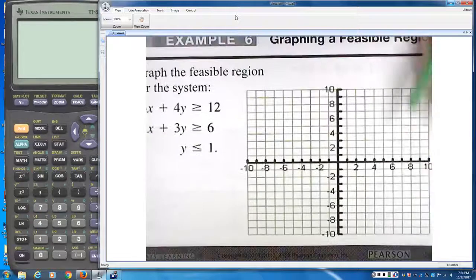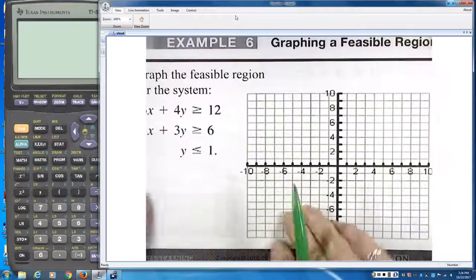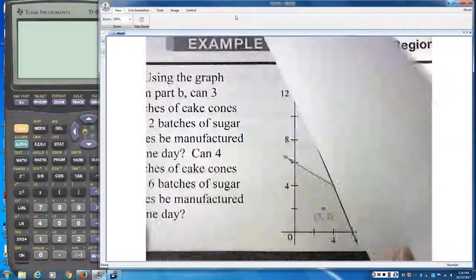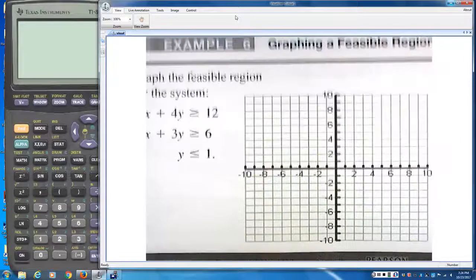Got one more example. And then I think after this, we've got an application. Yeah, we've got an application. We're finished with this section, so we'll take a break.